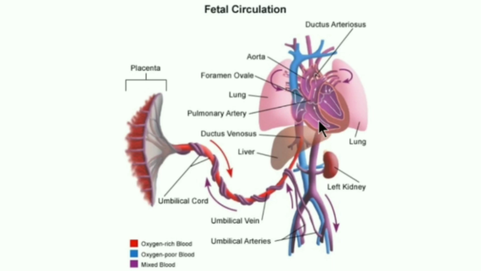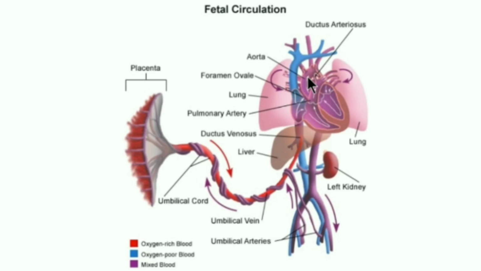Because the lungs are underdeveloped, there is increased resistance in the pulmonary artery. Because of the increased resistance, the pressure in the pulmonary artery is high. So the connection between the pulmonary artery and the patent ductus arteriosus works here. Because of the increased pressure in the pulmonary artery, the blood from the pulmonary artery shunts into the aorta.